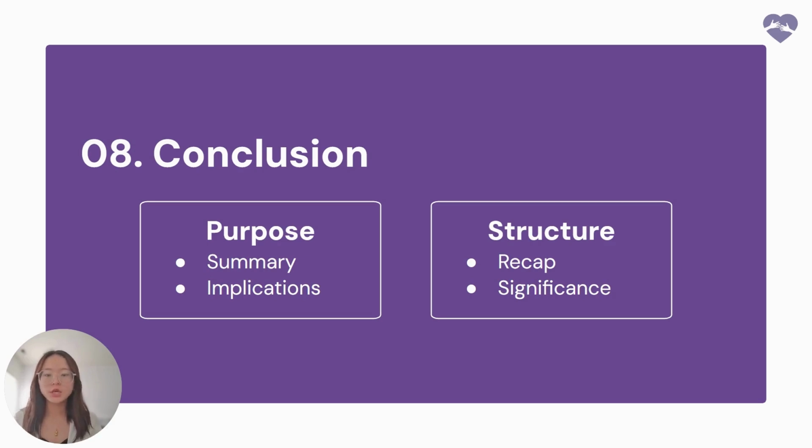The second function is to discuss the implications of your findings. Consider what the results mean for the field and any practical applications. For example, if your research on AI-driven learning tools shows significant improvements in student engagement, what could this mean for educators and policymakers?